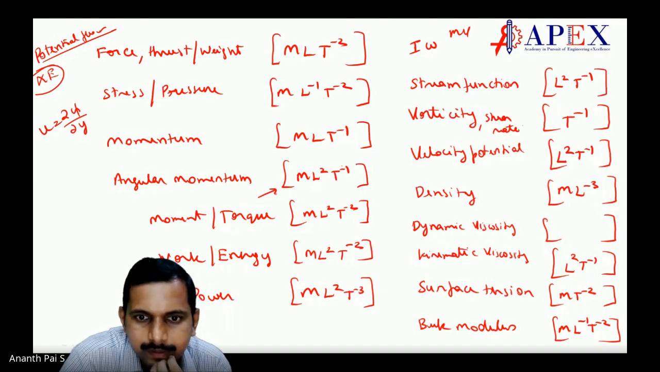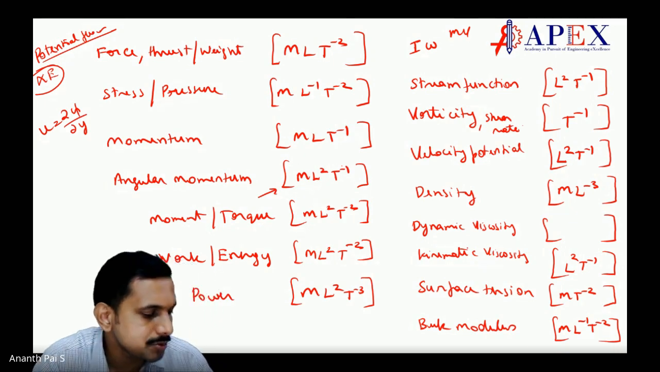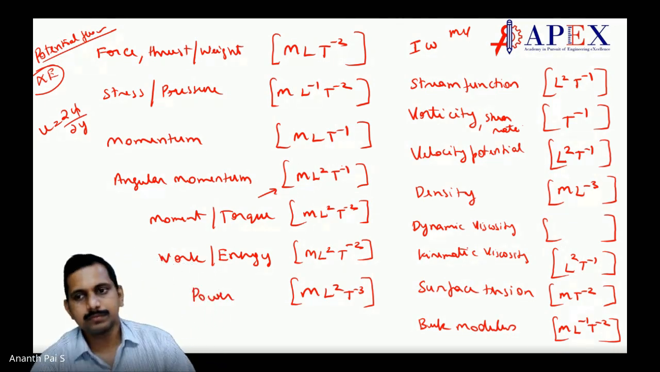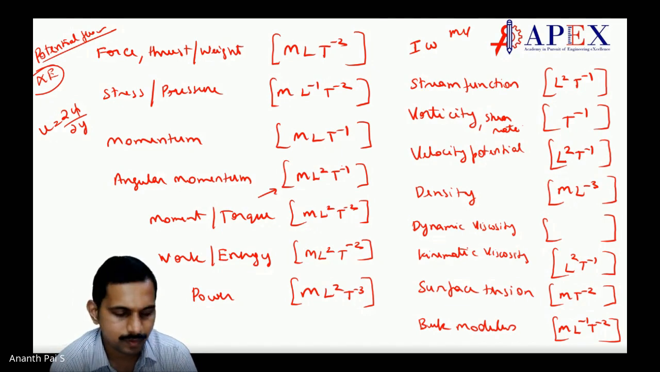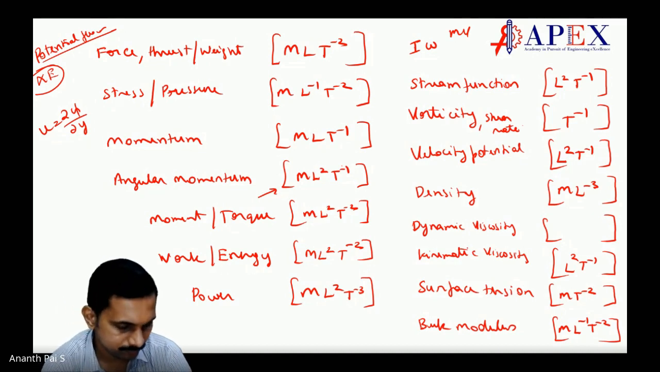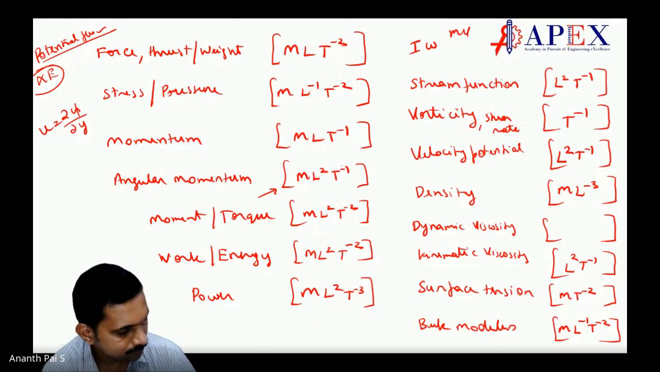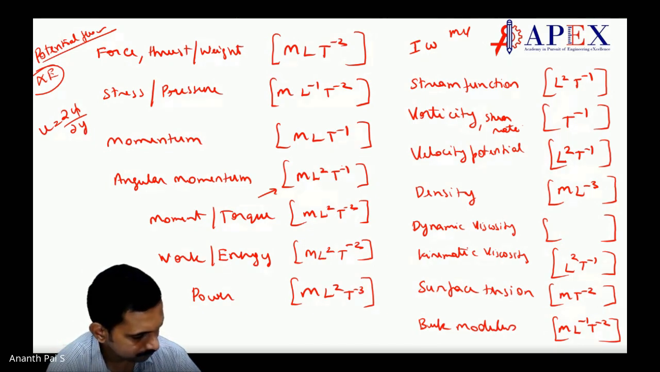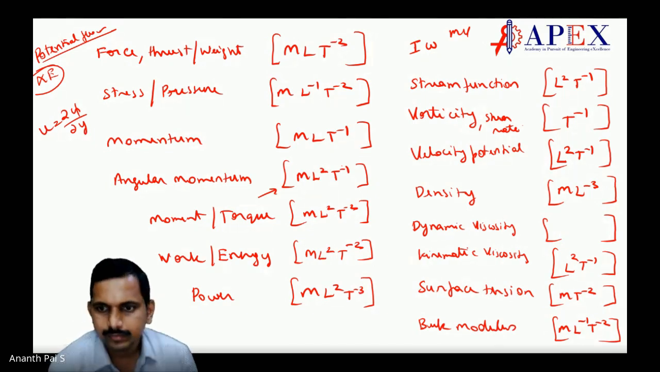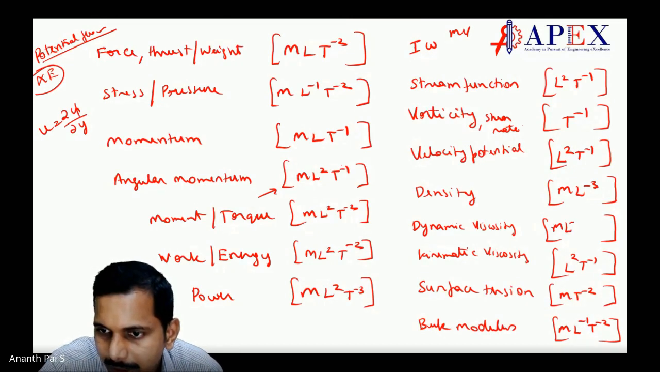Correct. Same as stress and pressure. What about dynamic viscosity? Tell me, students. ML minus 1 T minus 1. Correct.